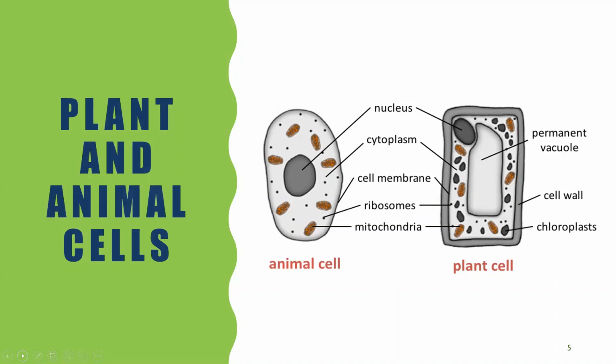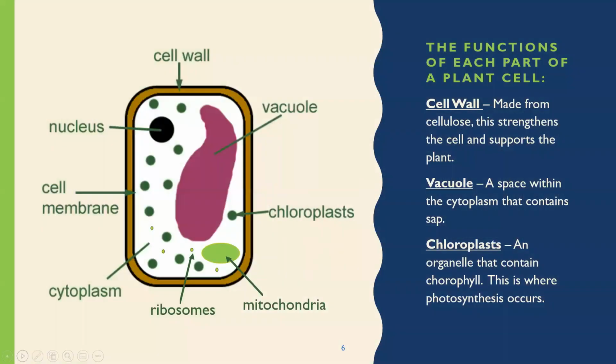However, if we look at this plant cell, you can see that there are some structures that the plant cell has that the animal cell does not. So we have a vacuole, we have a cell wall, and we have chloroplasts. Let's look at that in a bit more depth. Let's look at this diagram here of a plant cell. And again, we have that cell wall, the vacuole, and the chloroplasts, which we did not have in the animal cell.